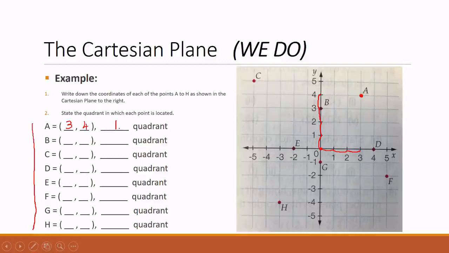So what I'd like you to do right now is pause the video, and see if you can answer the remaining of those questions. So identify the coordinates and write down what quadrant they appear in. Pause the video now and we'll come back and we'll check your answers.